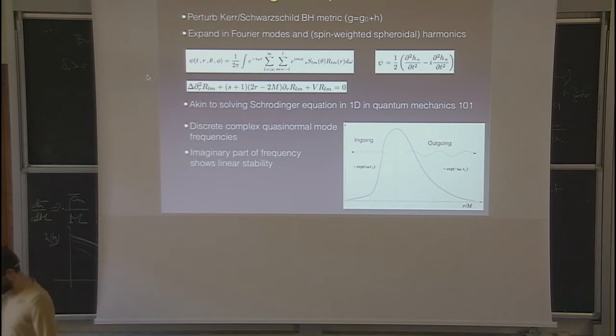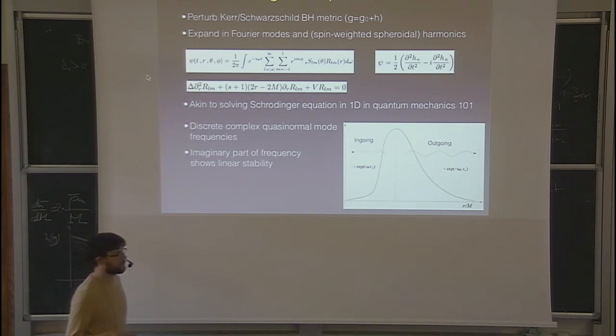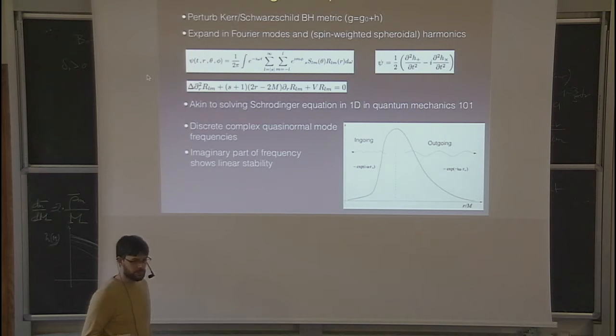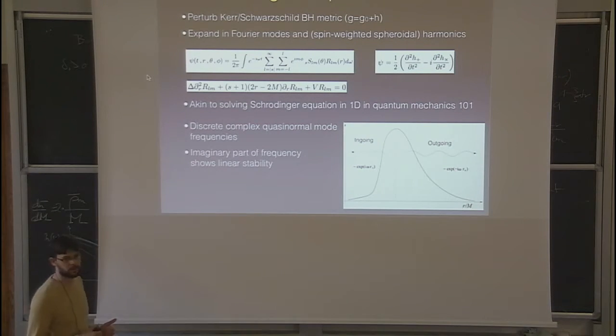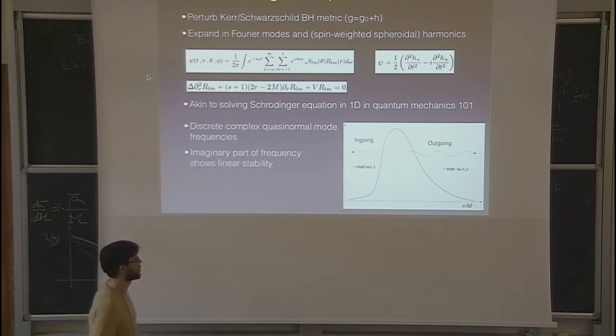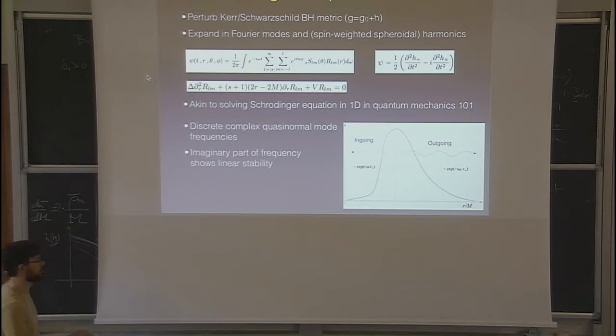So when you do quantum mechanics 101, one of the exercises that you're typically asked to do is to solve the potential barrier problem. So you have a Schrödinger equation with a rectangular potential barrier, and you're typically told that the system is isolated, so you're told to impose outgoing boundary conditions at the two ends of your one-dimensional problem. So here the situation is similar. We have a Schrödinger-like equation in terms of a radial variable. And if you plot the potential V that appears in the equation, it has a peak outside the event horizon of the black hole.